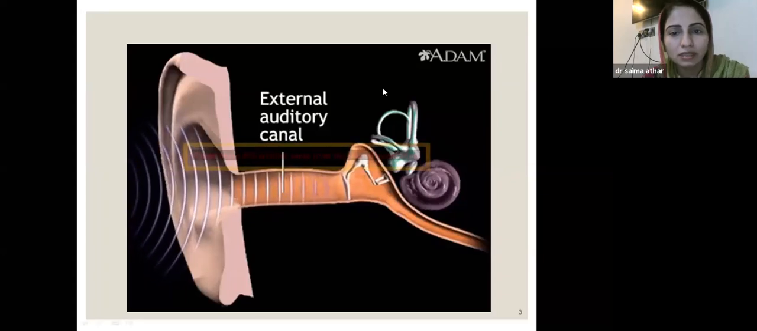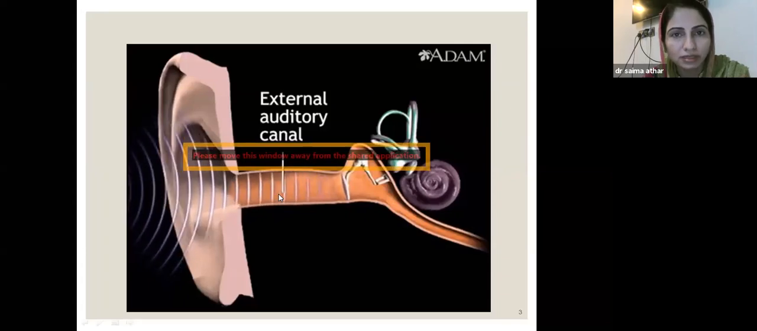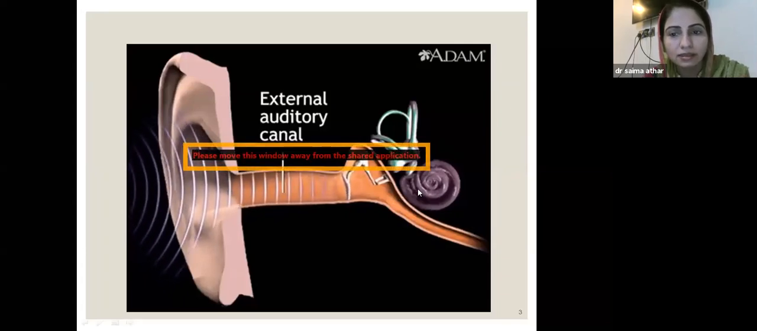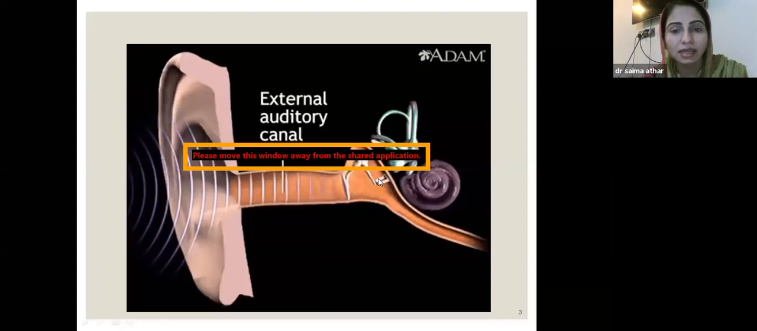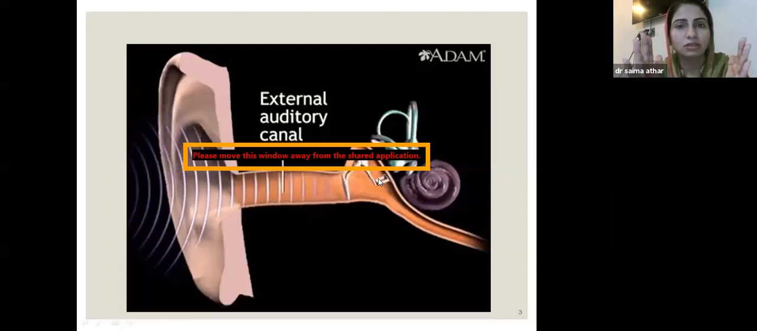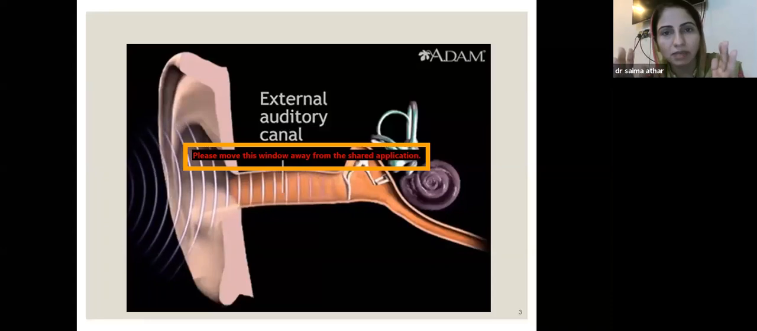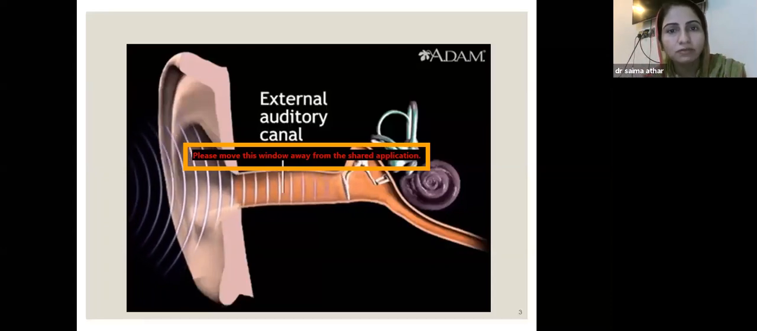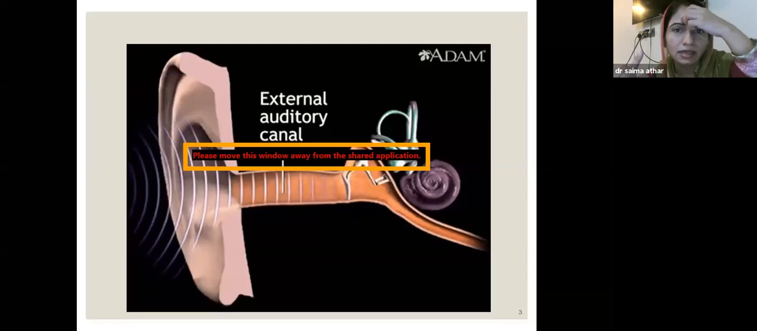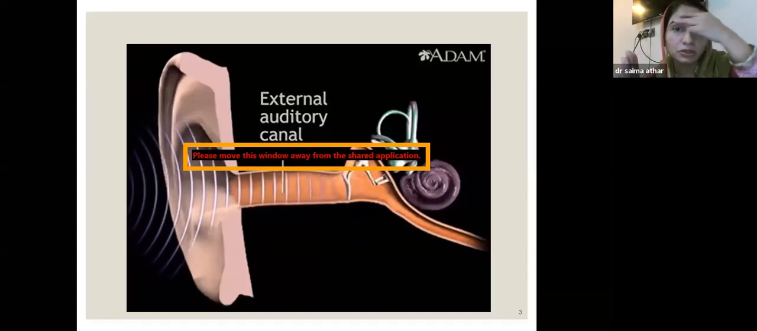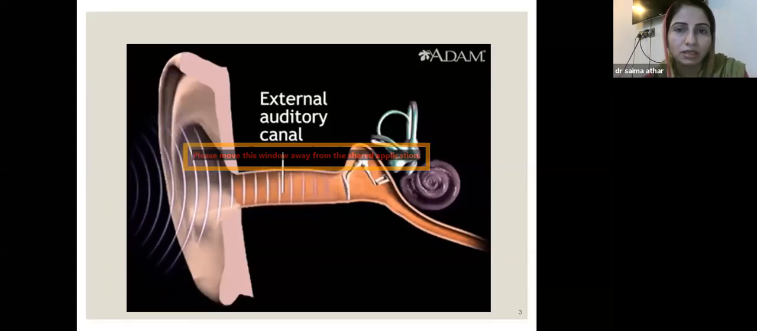All these three parts develop from three different structures, and the most important part is that they actually develop separately, then they make a connection with each other, and finally they make one entity. Break in union of any of these three parts will lead to congenital deafness.